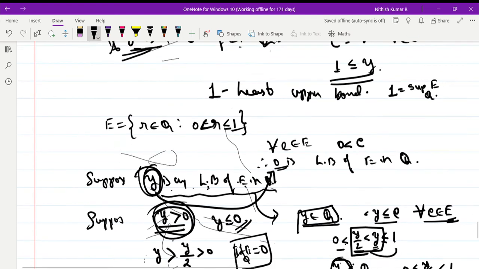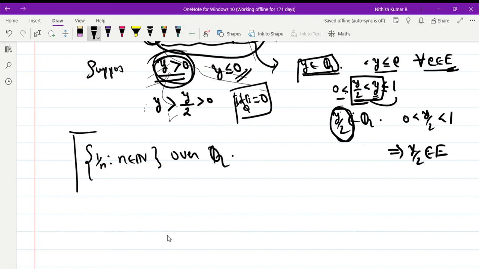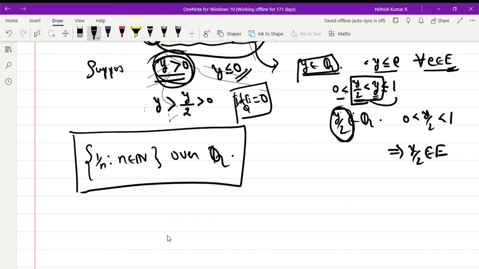Now take a question. Find the infimum and supremum of the set of all 1 by n where n belongs to N over Q.